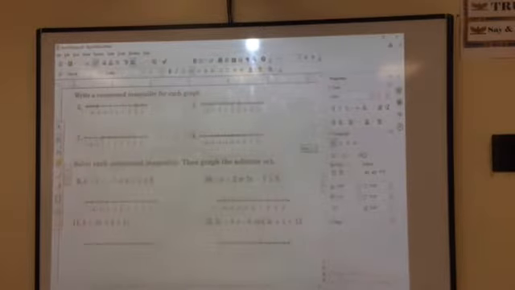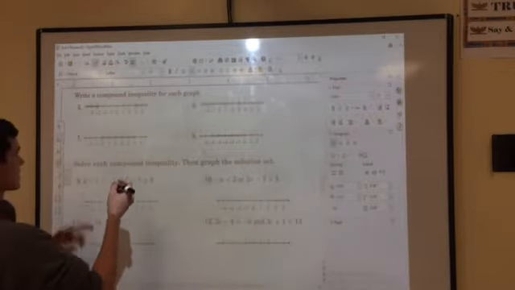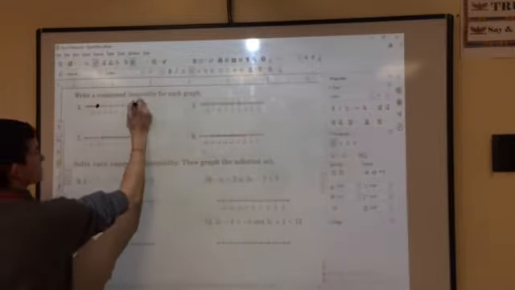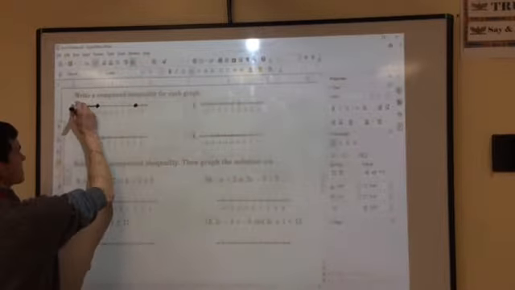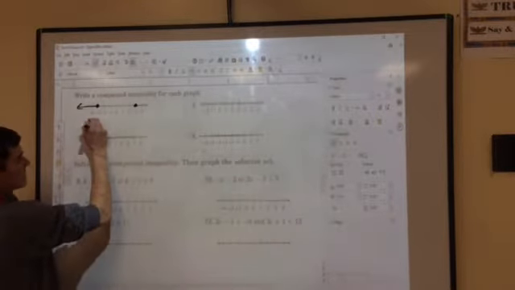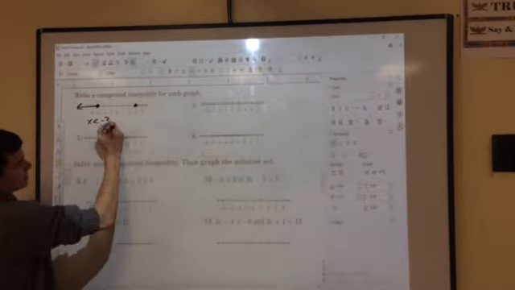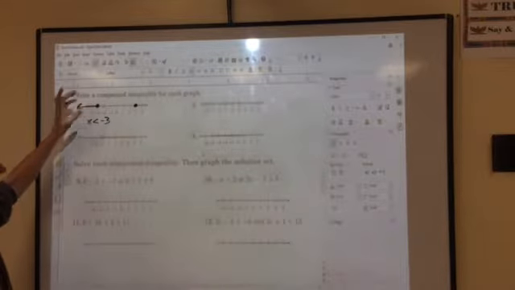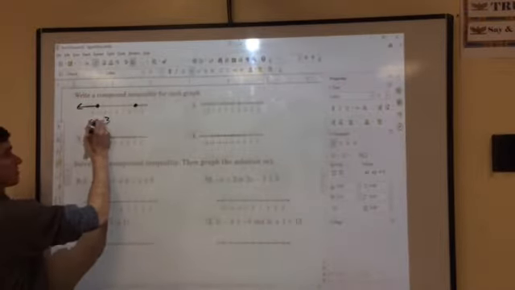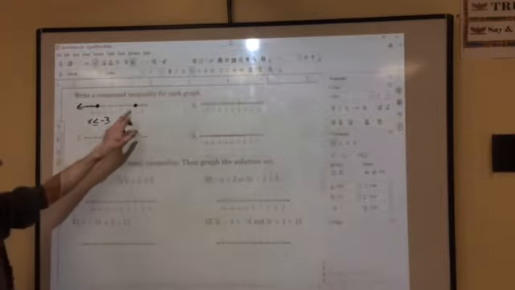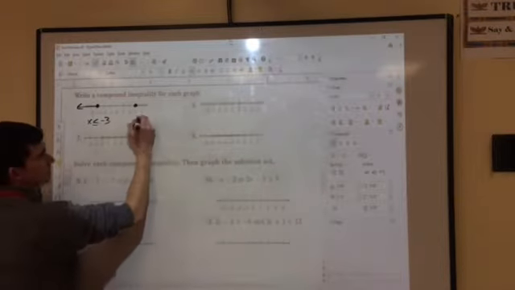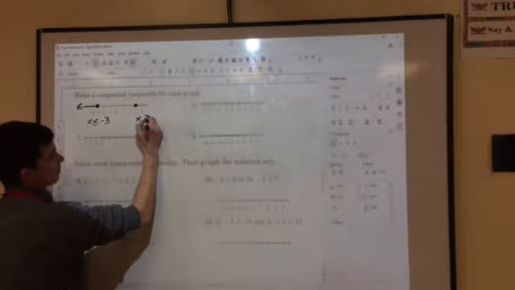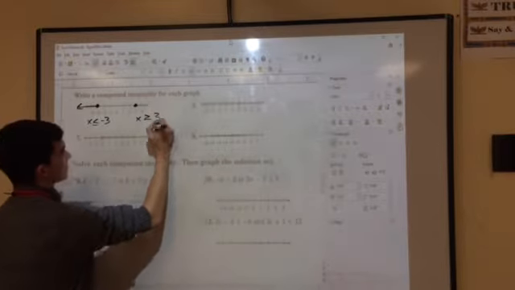Number 5. Number 5 is write a compound inequality for each group. Okay, so this one, I think they look like closed dots, both of them. This one is saying it's less than -3, so I need to say x is less than or equal to -3. Notice I first put strictly less than, no equal to, but because it's a closed dot, it does need an equal to. This one is bigger than 3, so x is bigger than or equal to, because it's a closed dot, +3.